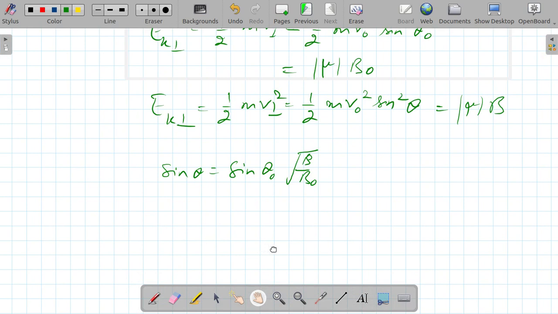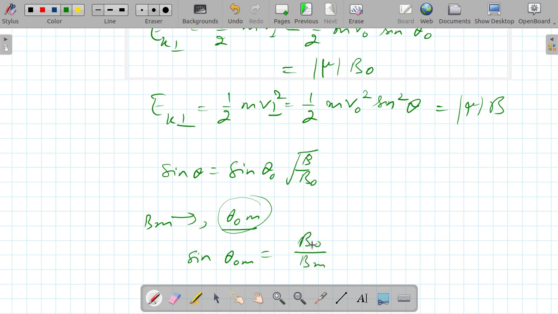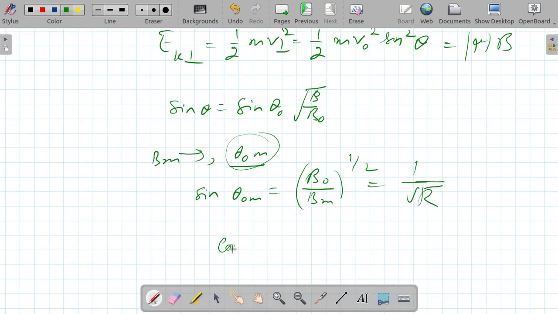And if I try to express it in terms of Bm at the ends, with the corresponding angle at the ends, this can be written as sine theta naught equal to the square root of B naught over Bm, or 1 by root R. And this is known as the condition for reflection of a particle.